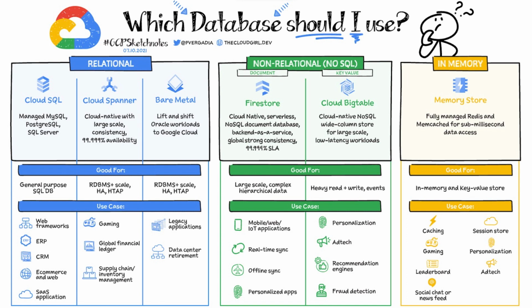This is a great choice for traditional applications that require standard SQL database features, including support for web frameworks, ERP, CRM, e-commerce, and software as a service applications. If you need a database optimized for handling massive volumes of data and providing high availability, Cloud Spanner will be the best choice. This unique solution combines the benefits of the relational model with the scalability of NoSQL systems, making it ideal for global financial systems, gaming, and inventory management.